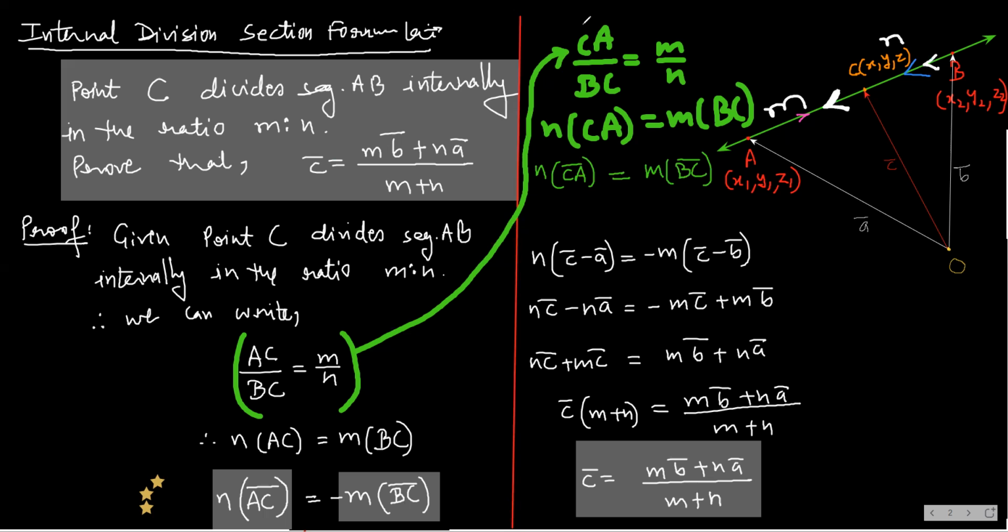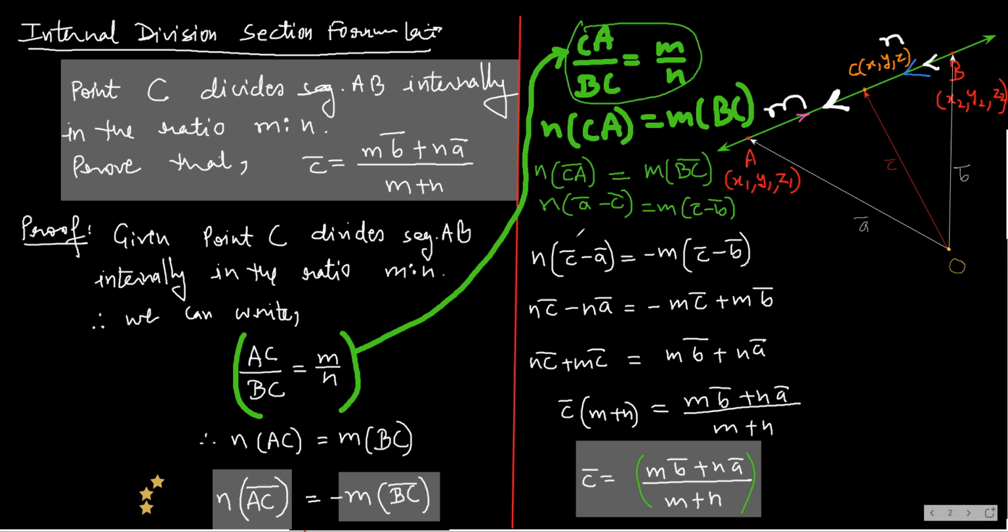So if you are writing this way and you are solving, then you will go without writing negative, and you will still get the same thing as we got here. You will still get C bar as this. You can try doing this. What you will have to do next, you will write N into A bar minus C bar, AC bar. What is AC bar? A bar minus C bar equals M into C bar minus B bar, and then you multiply it inside, and then you take the C bar at one side. You will get the same thing.